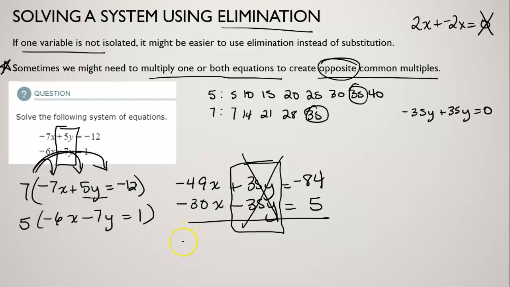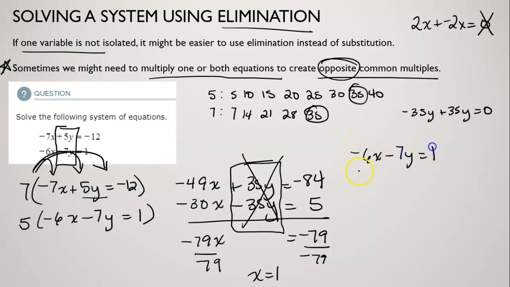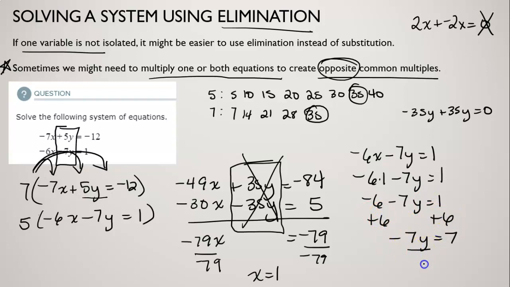For these, I'm going to add these together, negative 79x. I'm going to divide both sides by negative 79. And so x equals 1. Step is the same as we've done every time. We take either one of these equations. Well, so let's use this one, negative 6x plus 7y equals 1. And I'm going to replace x with 1. I'm going to solve. Negative 6 times 1 is negative 6, minus 7y equals 1. We're going to add 6 to each side, so negative 7y equals 7. We're going to divide both sides by negative 7, and so y equals negative 1. So my solution becomes 1 comma negative 1.